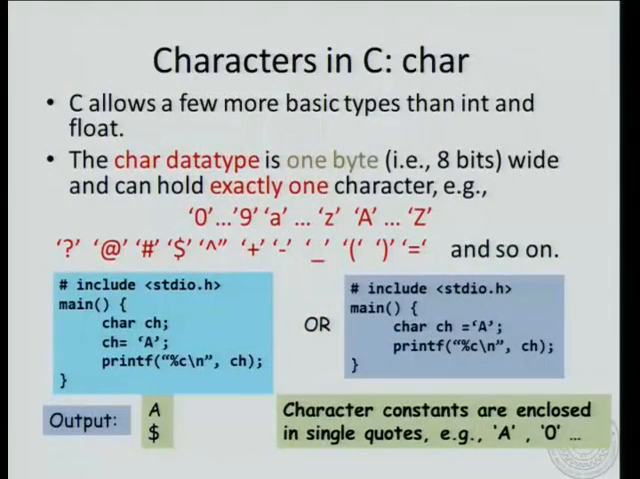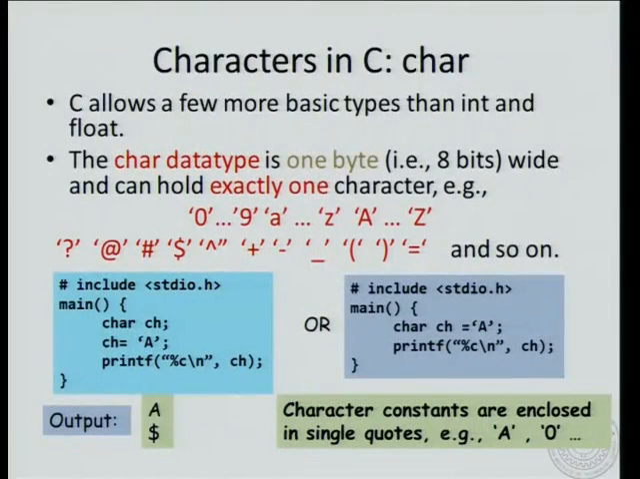In this session, we will learn about one more fundamental data type in C. So far, we have seen ints and floats. Ints are supposed to represent integers and floats are supposed to represent real numbers. We'll see the third most important data type, which is character. It is called char in C.